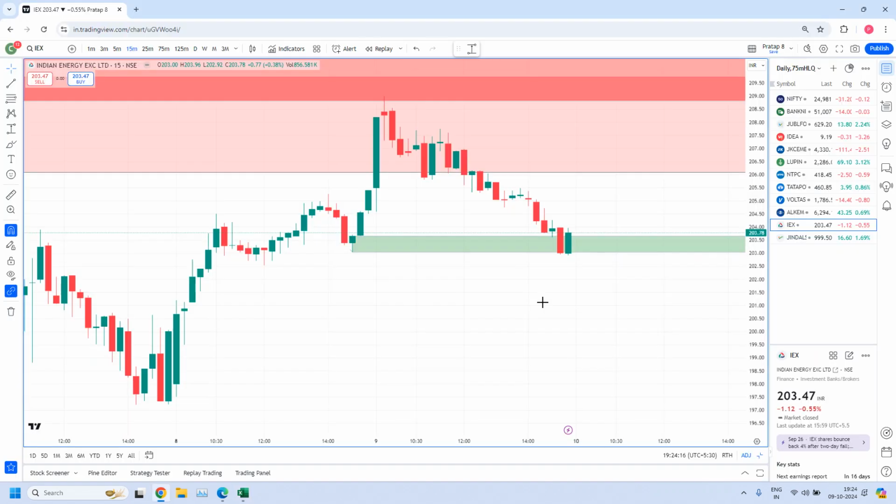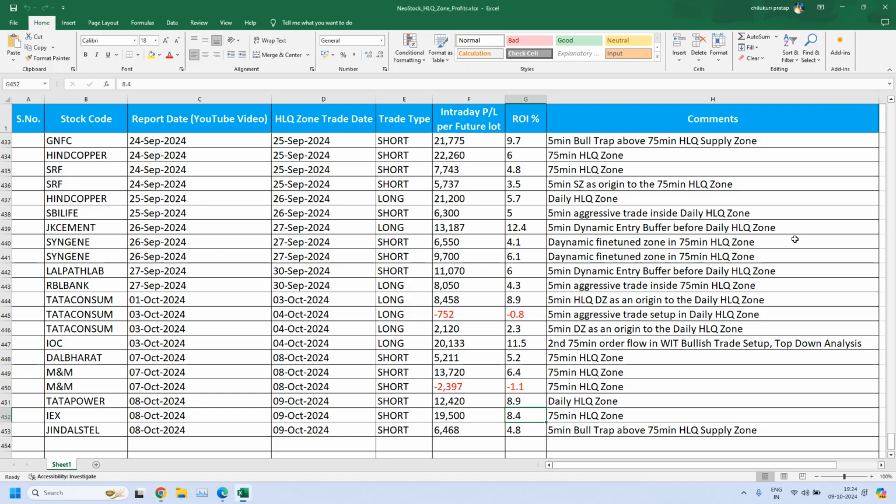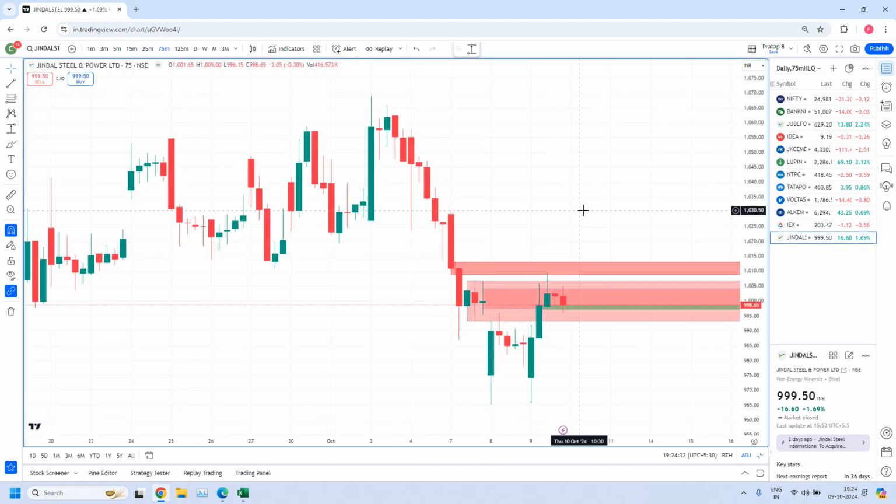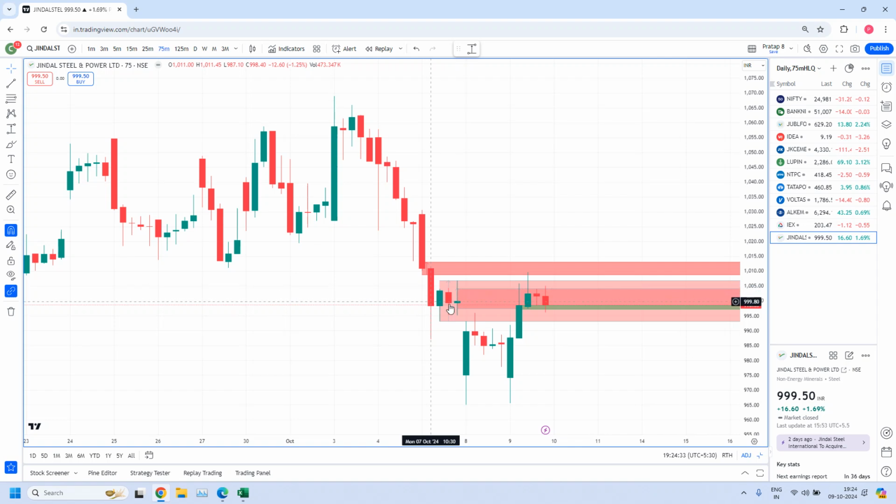And the next one is Jindal Steel. Jindal Steel is very interesting. We don't have a fine-tuned zone. Still it gave a profit based on a bull trap. This is a 75-minute zone. See, drop, base, drop. We have a bull trap here.